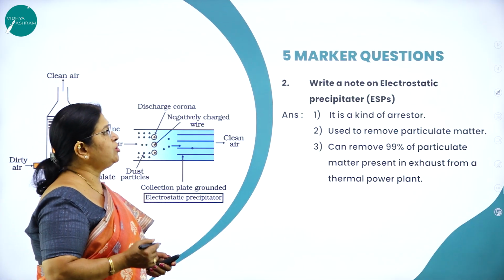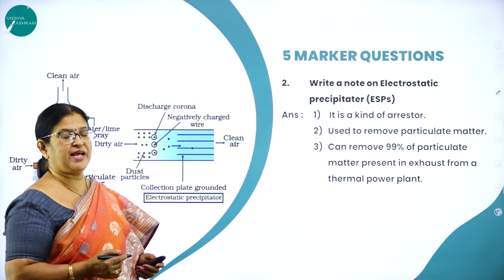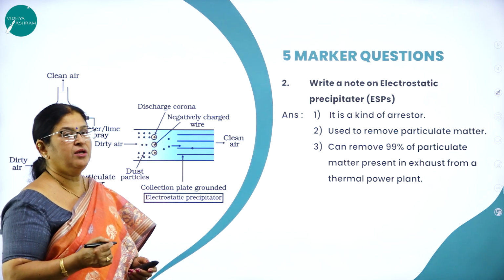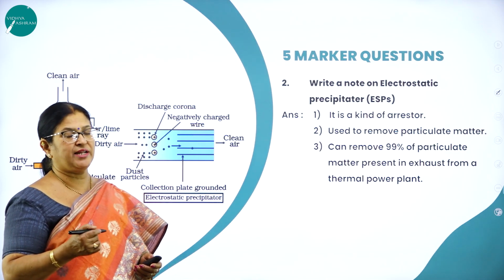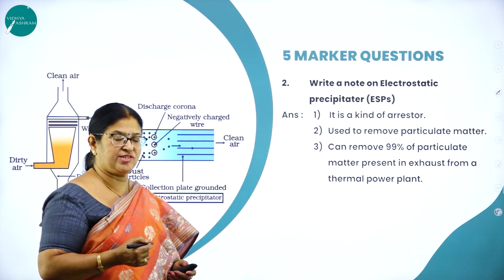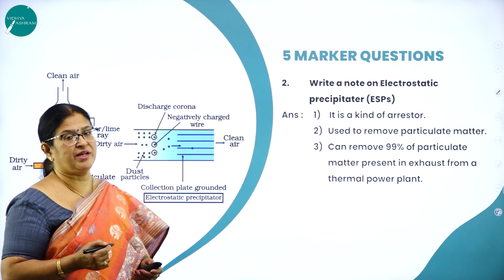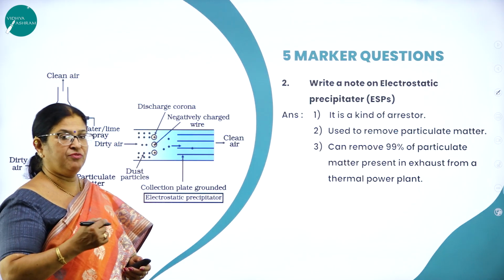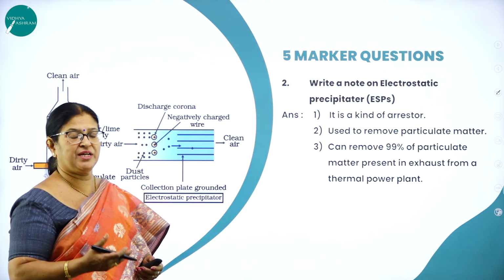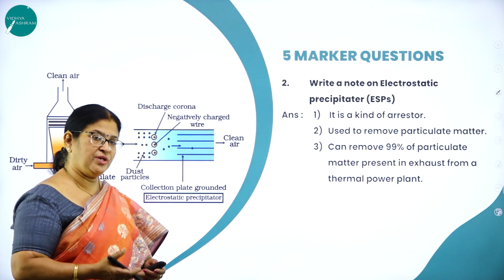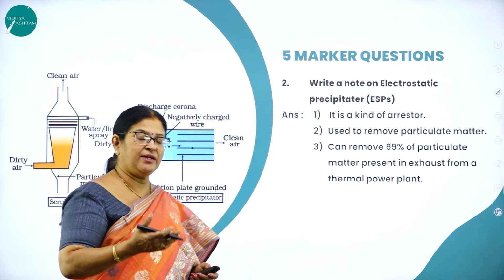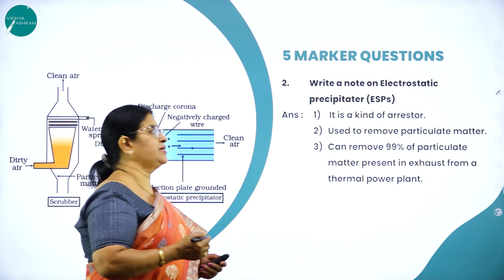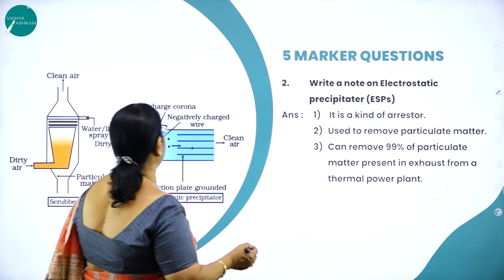Now, write a note on the electrostatic precipitator. As I said, the dust contains particulate matter in the gases and exhaust that are emitted from industries. So how to remove this particulate matter? One such way is using an electrostatic precipitator, which removes the particulate matter from the gases or exhaust through electrostatic charges, where the dust particles get attached to the charged plates.